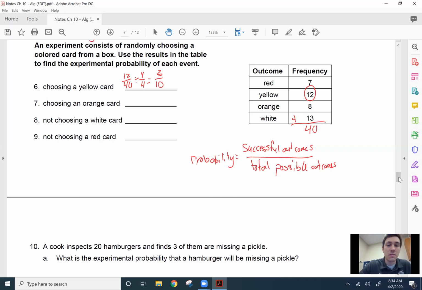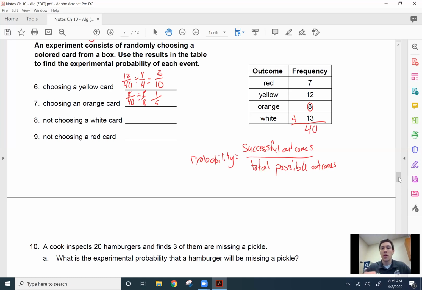Okay, choosing an orange card. All right. An orange is 8 out of 40. I can divide top and bottom both by actually 8. So I get 1 over 5. So 1/5 chance, or 20%.